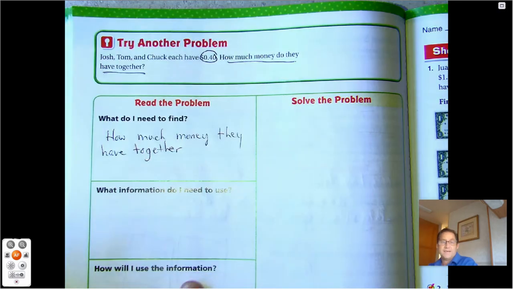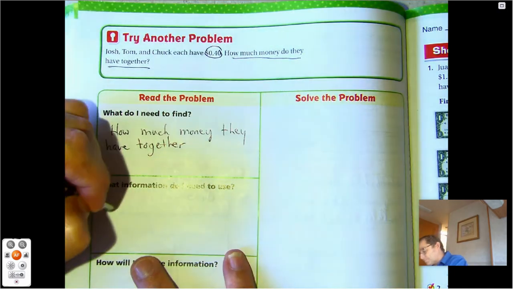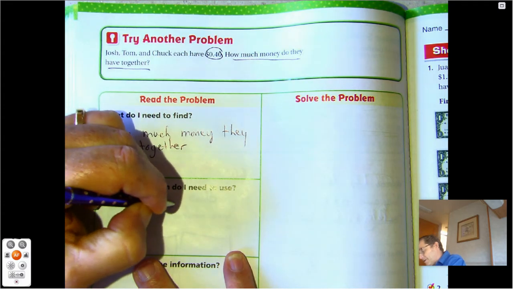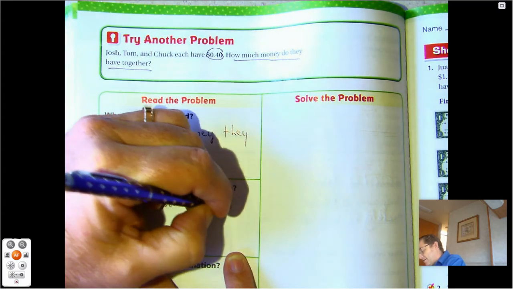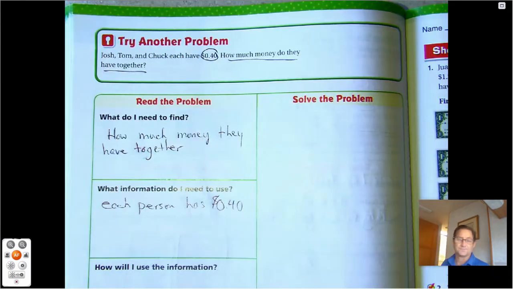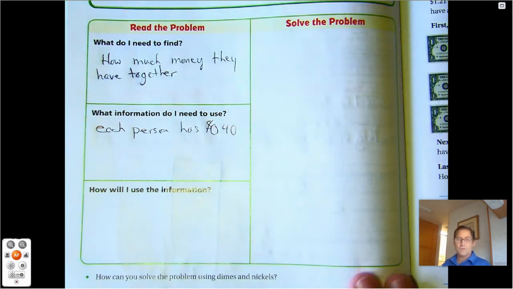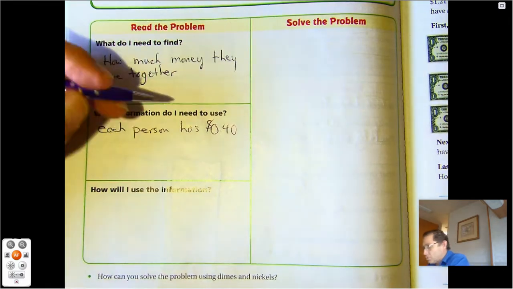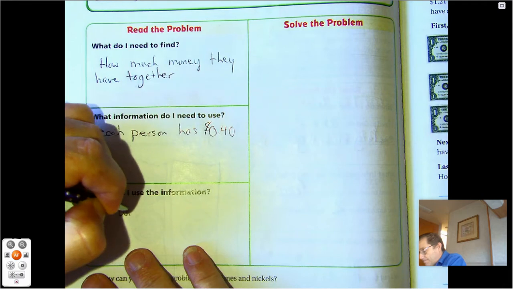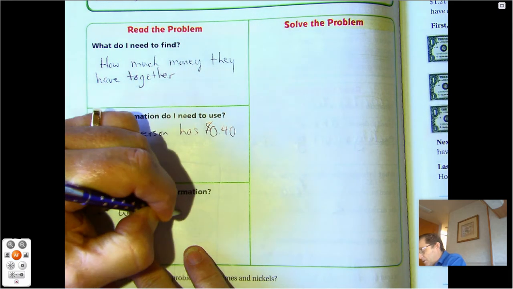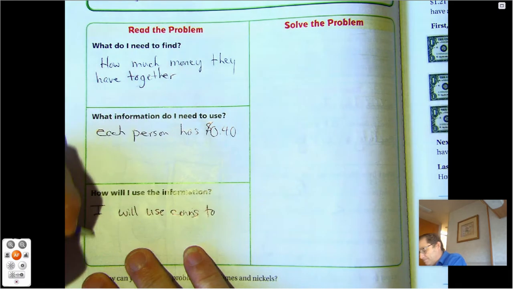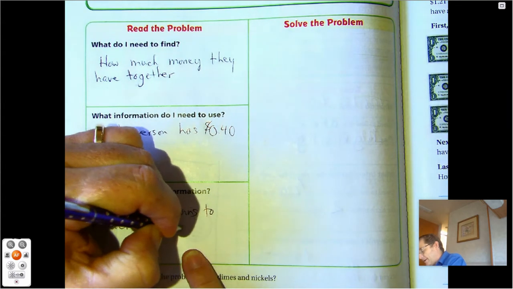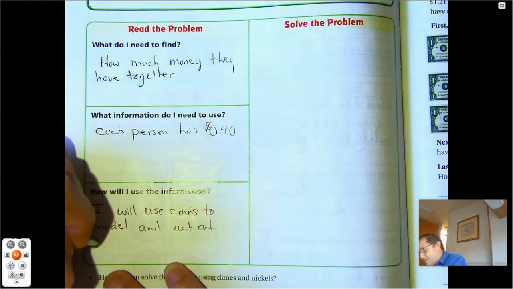What information do I need to use? Each person has 40 cents. How will I use the information? Well, we can use coins again. Use coins to model and act out the information.